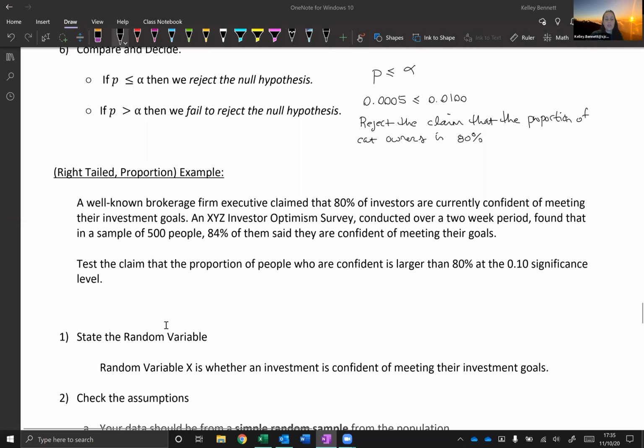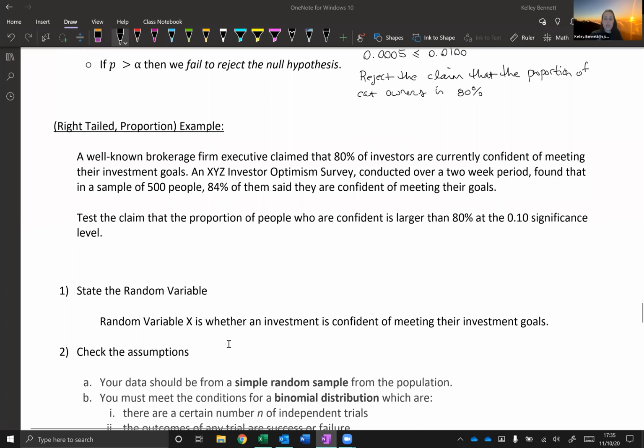So we want to state the random variable. The random variable is just whether a single person is confident of meeting their investment goals. If we're walking down the street and I ask, hey, are you confident of meeting your investment goals? That would be super awkward, but they're either going to say yes, I am, or no, I'm not. So that's success or failure, which gives you that binomial vibe and puts you in proportion land.